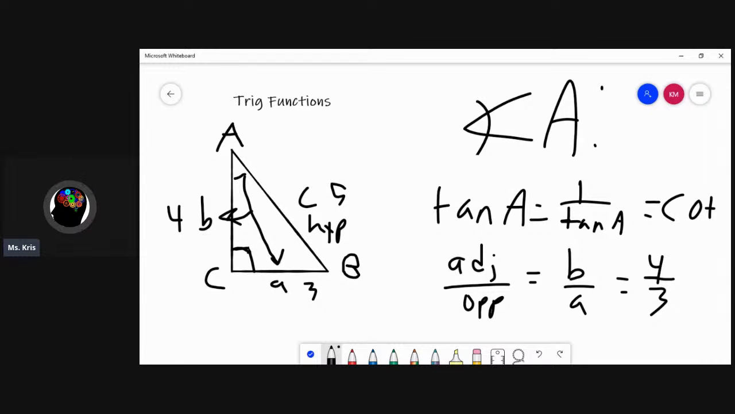So now all you will need to remember with these six trig functions is sine flipped is cosecant, cosine flipped is secant, and of course tangent flipped is cotangent. And interchange them based on what you're trying to find with each of the six trig functions. Okay? Any questions on the trig function identities?